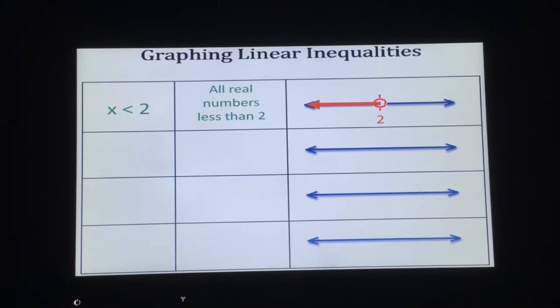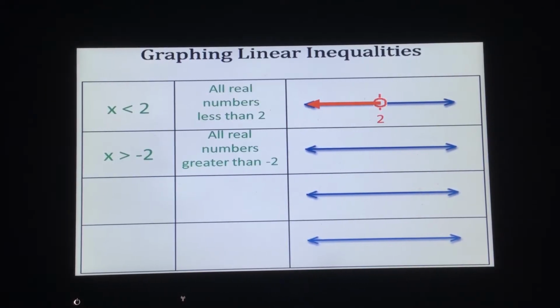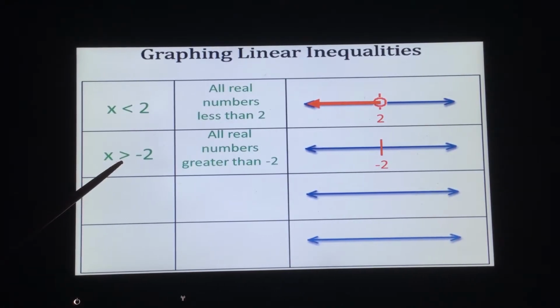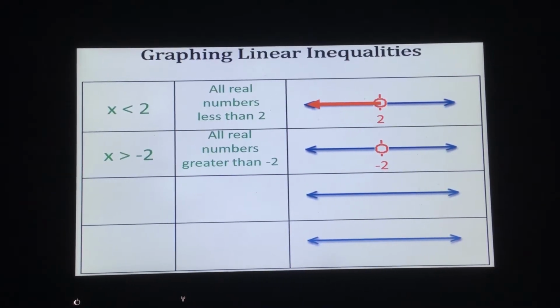All right, now for the next one, we have x is greater than -2. This means all real numbers that are greater than -2, okay? So again, we're going to put on the graph. We only have to put one number on the graph. That number is -2, okay? No or equal to bar, so it's going to be another open circle because we are not including -2.